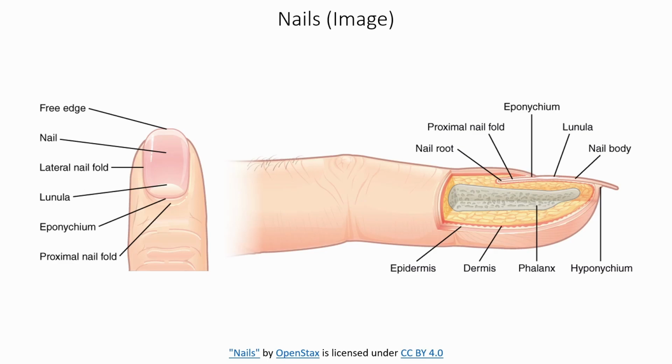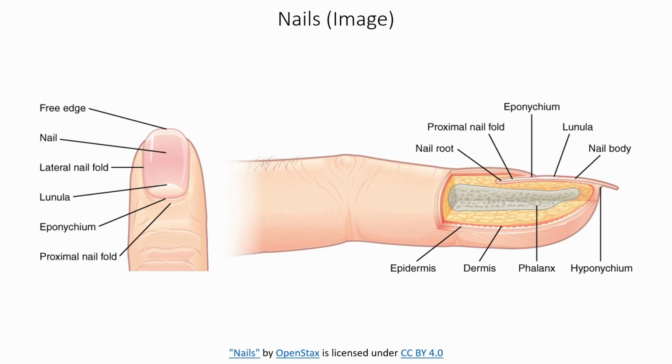So let's take a peek at a fingernail. In this case, we're going to look at it from the top down. We're also going to look at it as a sagittal cut to see these different components. The free edge would be the little white end of your nail that's gone over the edge of your finger. Because it's not in contact with your skin, it's free. It's not attached to your skin, which is also why it has that white appearance.